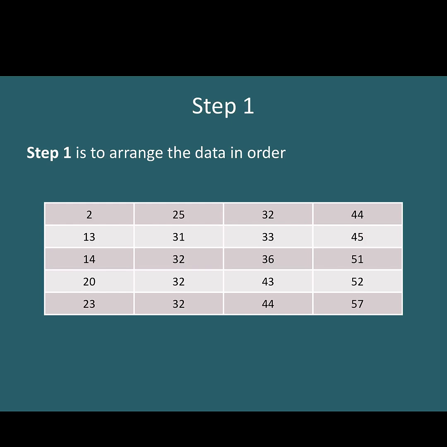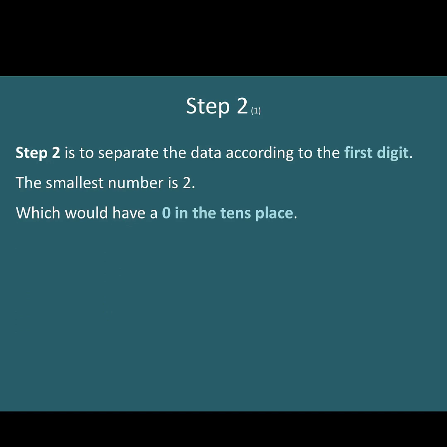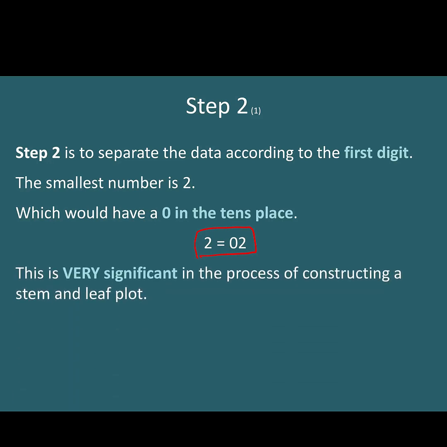Also, notice the smallest number and the largest number. In particular, our job is to separate the data according to the first digit. The smallest number is 2. This means that we have a 0 in the tens place. Therefore, the number 2 is the same number as 02. And this is very significant in the process of constructing a stem and leaf plot.